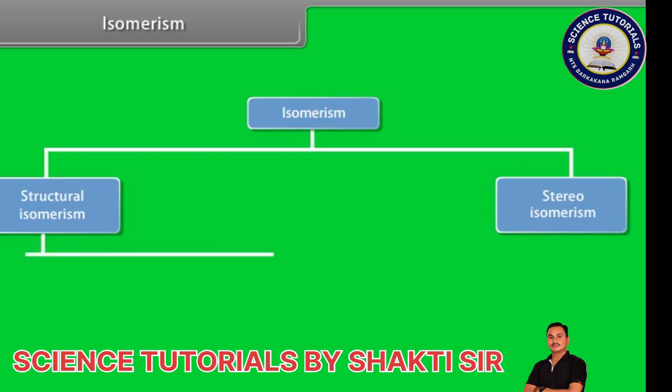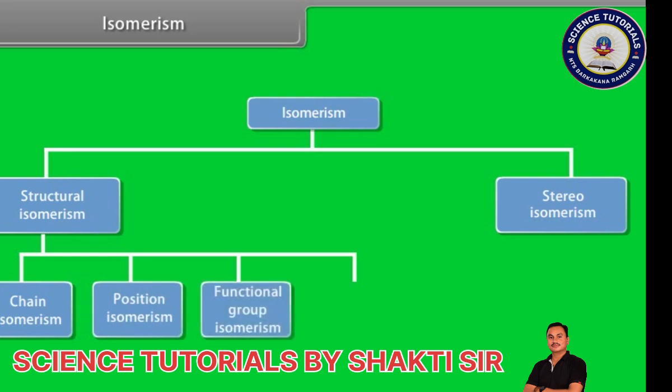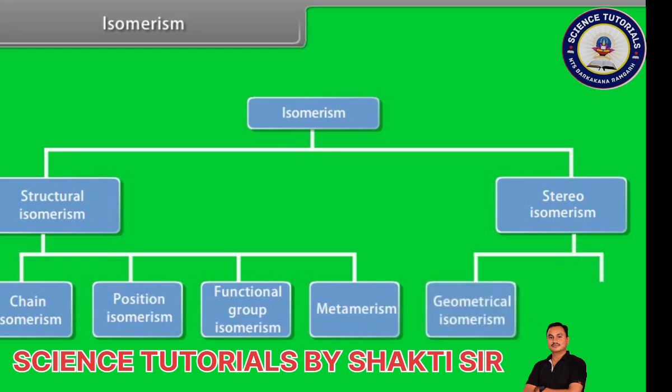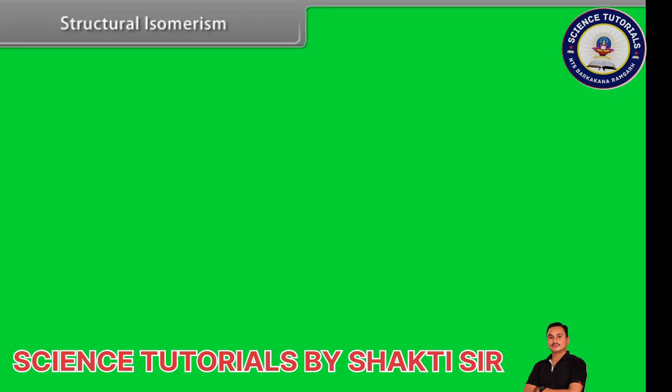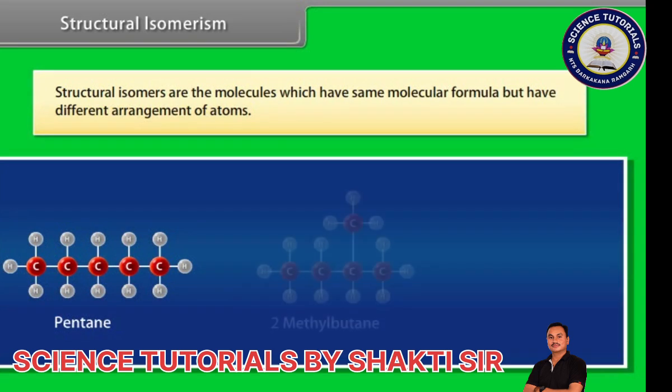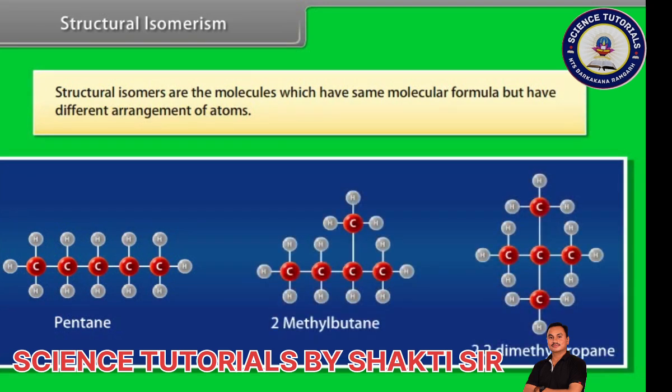Structural isomerism can be subdivided into chain isomerism, position isomerism, functional isomerism, metamerism. Stereoisomerism further categorized into geometrical and optical isomerism. Structural isomerism. Structural isomers are the molecules which have the same molecular formula but have different arrangement of atoms.